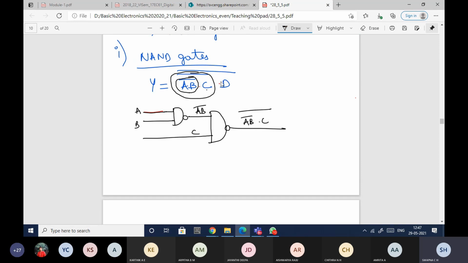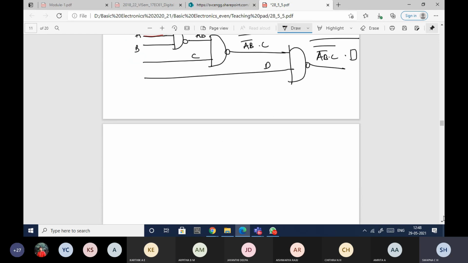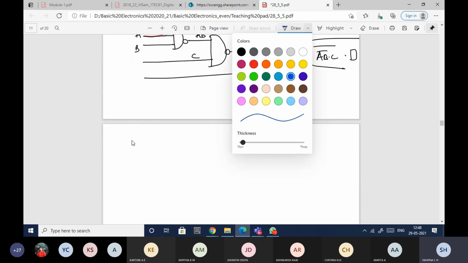Now I need to get this entire thing into D whole bar. Into D, this is my D. So AB bar, C whole bar, this term into D whole bar. Is it clear? This is my Y. Yes, ma'am. Hope you people are also doing along with me.